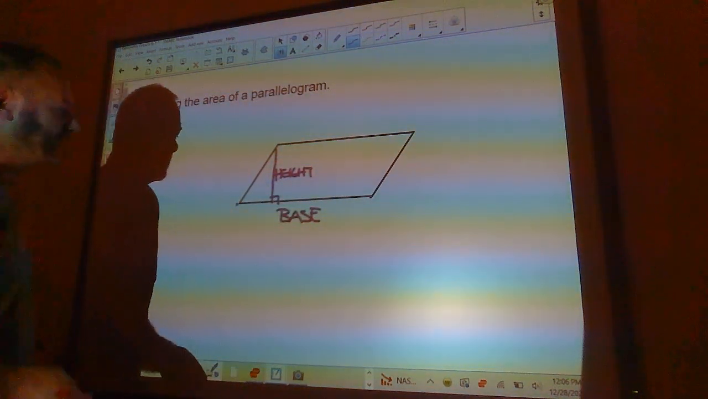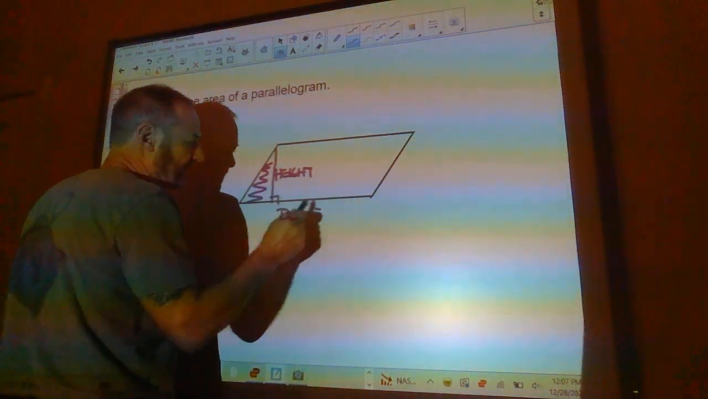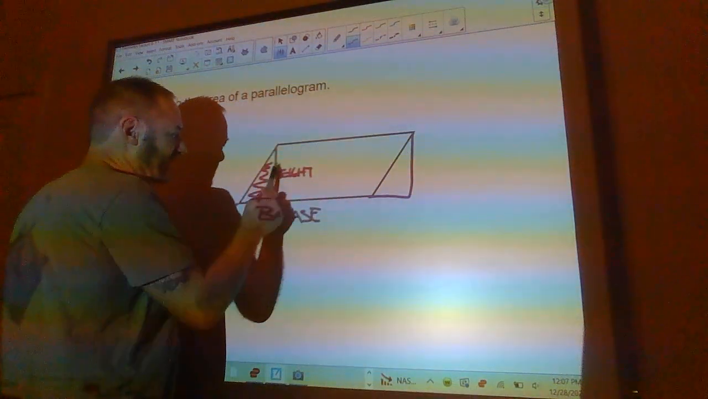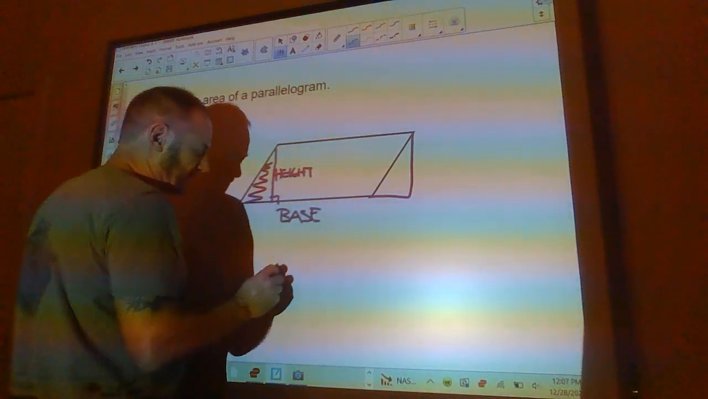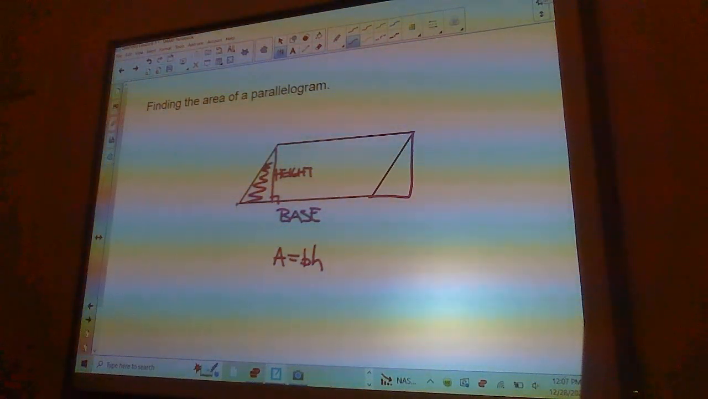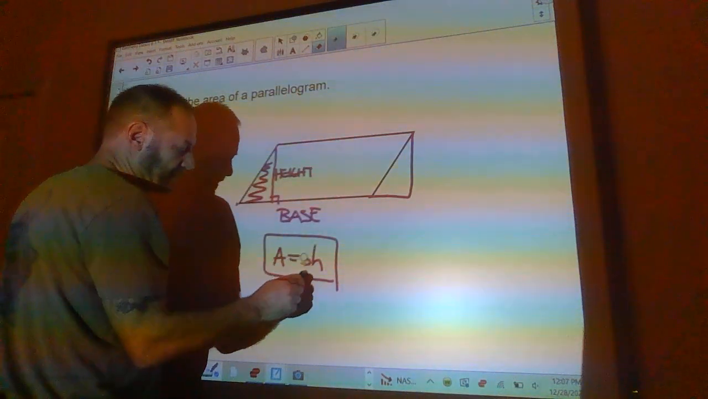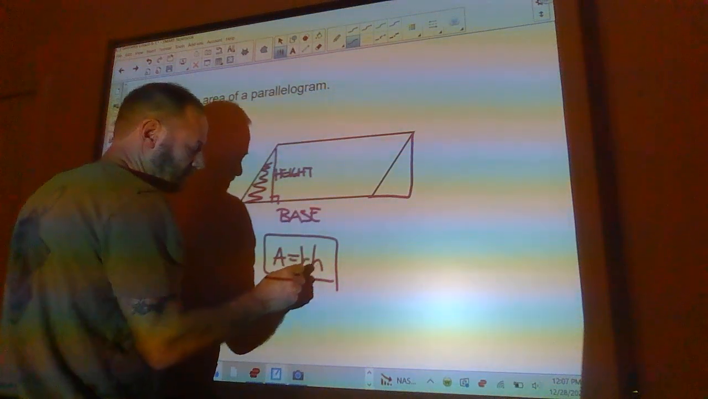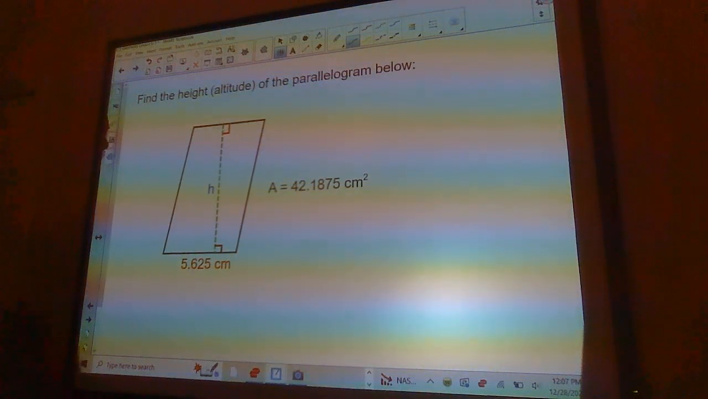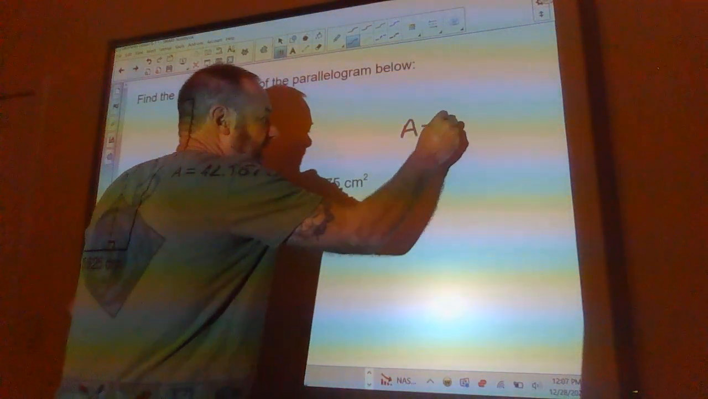Okay, and then the area, if I start at this corner and cut straight down, I cut this piece off and move it over here, I get a rectangle, and that rectangle has the same area as this parallelogram right here. So the area is still base times height. So the base times height formula works for every rectangle and every parallelogram. Okay, so very simple. So on this problem right here, I can still use the formula, and I should always write these down. Area equals base times height.